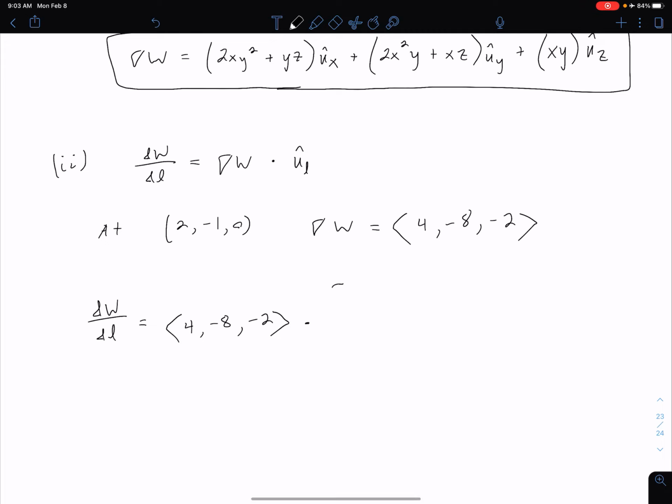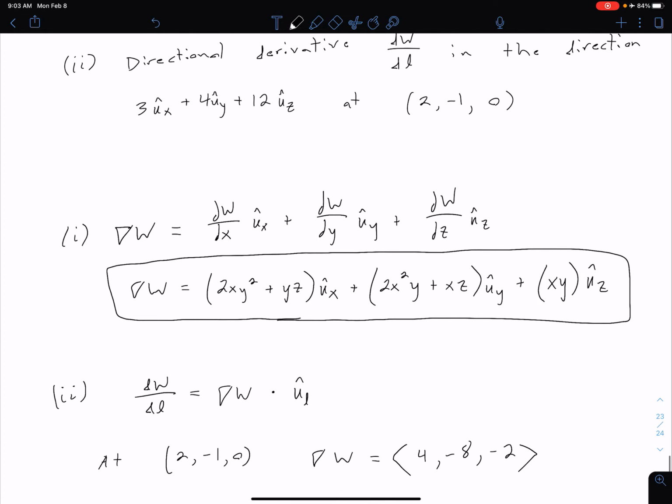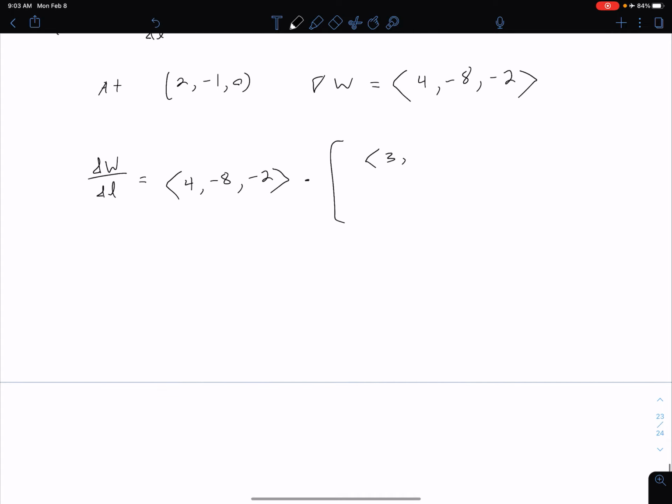We're going to dot that with the unit vector, so let's do this in the middle of the problem here. We have our direction of L was 3, 4, 12, given up here. If we want to make that a unit vector, we just divide by the magnitude. So we have 9 plus 16 plus 144 for our magnitude.